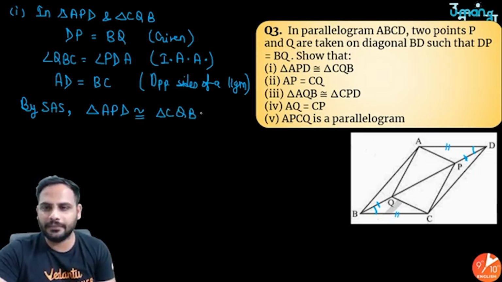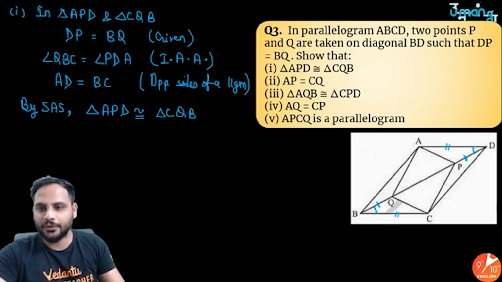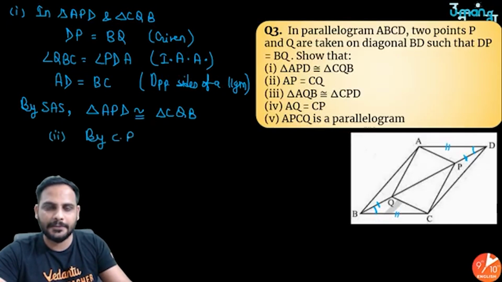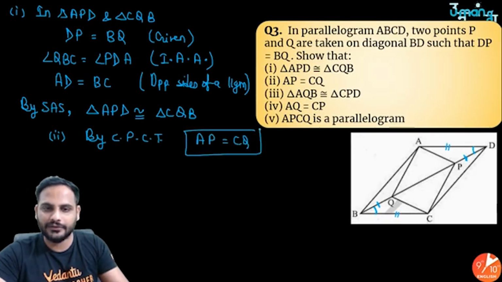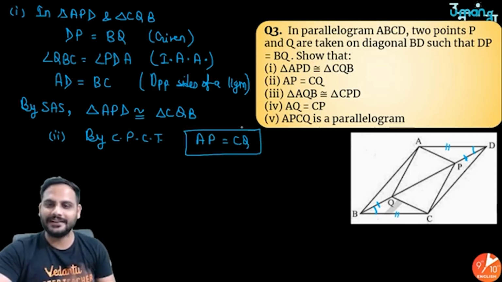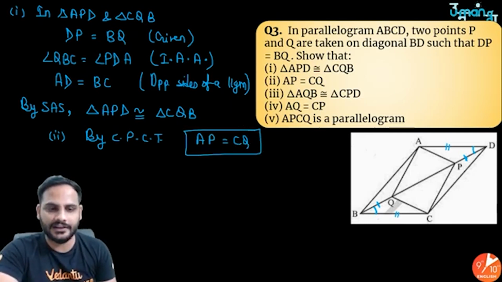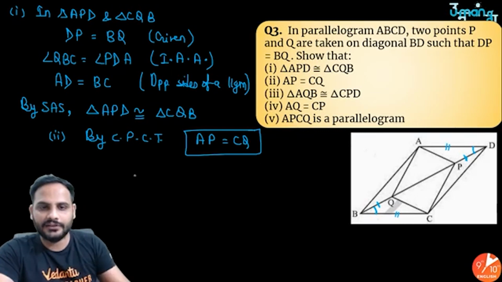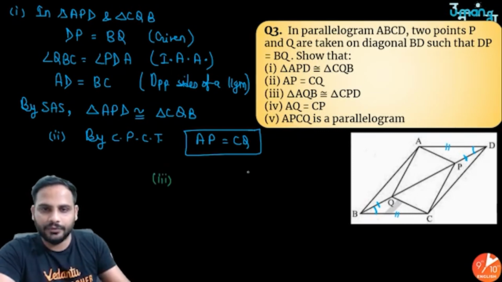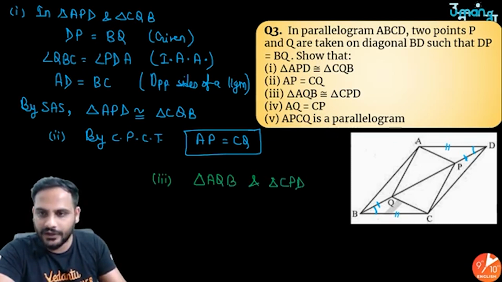Second thing they are asking, AP is equal to CQ. Now look, if these two triangles are congruent, I can clearly say by CPCT that AP is equal to CQ. Okay, second part is also done. Simple. Got it? Similarly, the third one is exactly similar to that only. What is the third one saying? Third one is saying to prove triangle AQB and triangle CPD are congruent. So in triangle AQB and triangle CPD, where is AQB? I am talking about this triangle.